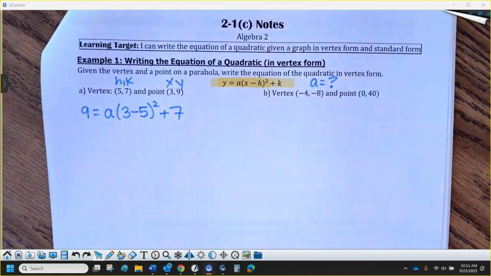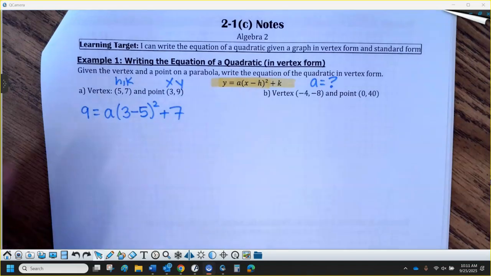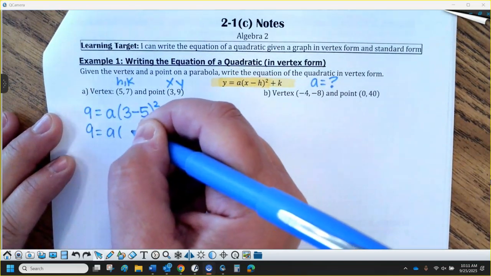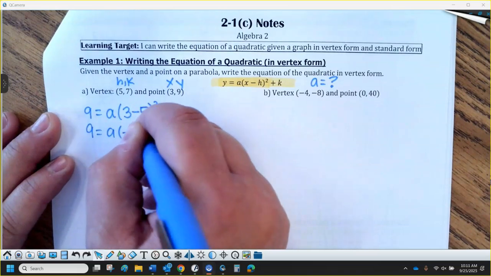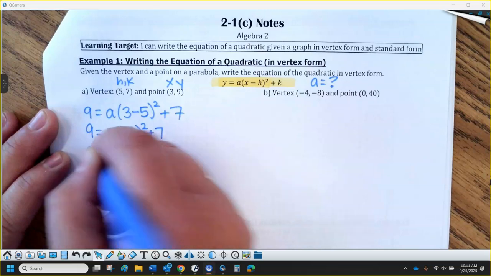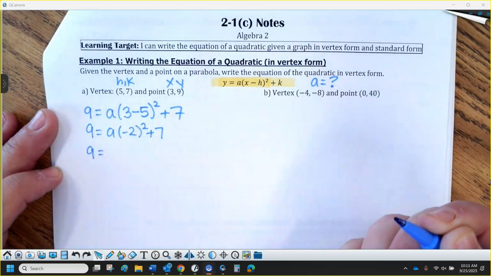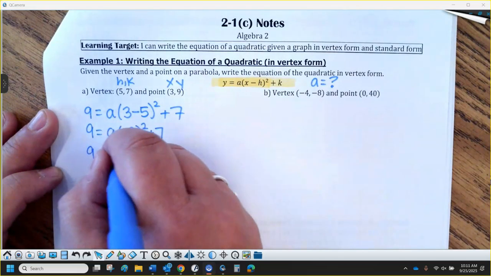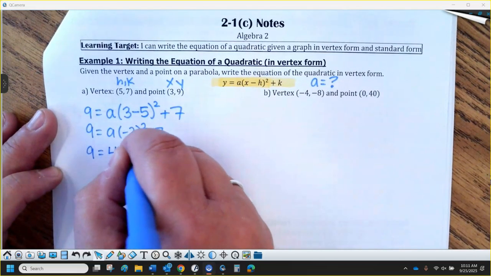Okay, please do not try to distribute. I don't know why people do this. Like distribute this exponent to the 3 minus 5. Don't do that, okay? First thing you should do after you set this all up, just literally do, what's 3 minus 5, right? That's negative 2 inside the parentheses first, okay? What would I get if I squared negative 2? 4, right? So I'm just going to put the 4 in front of the A. So this would be 9 equals 4A plus 7.